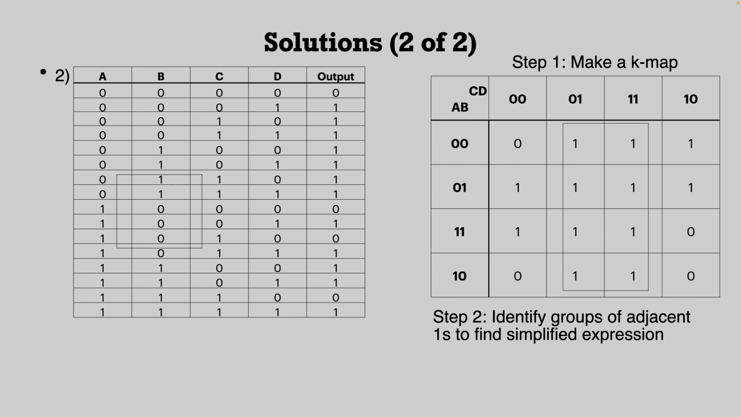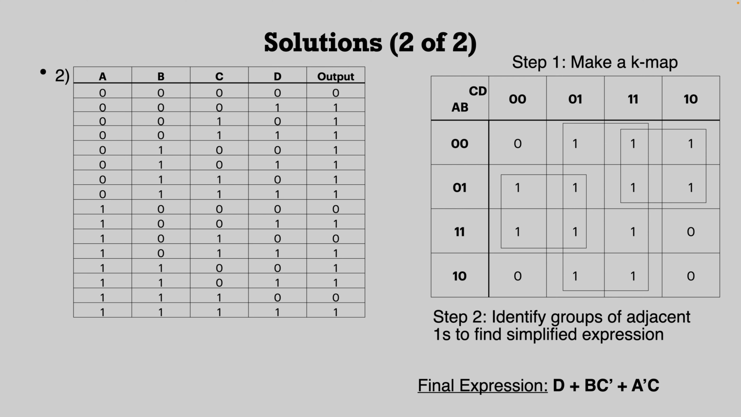So we'll do a group of 4 here, and the things that remain constant here are that B is 1 and that C is 0. And then we'll have another group of 4 here at the top right, and the things that remain constant here are that C is 1 and that A is 0. So that leads us to a final expression of D or B inverted C or A inverted C.